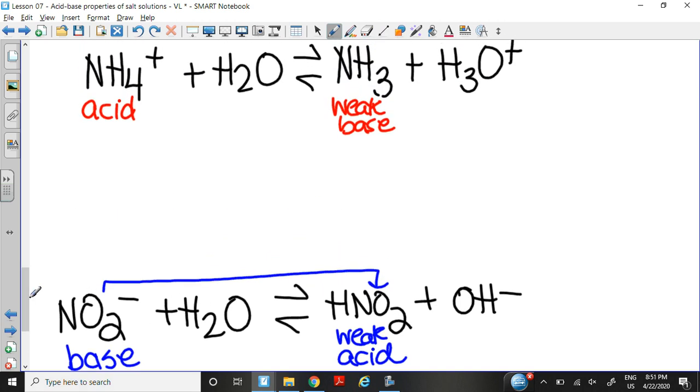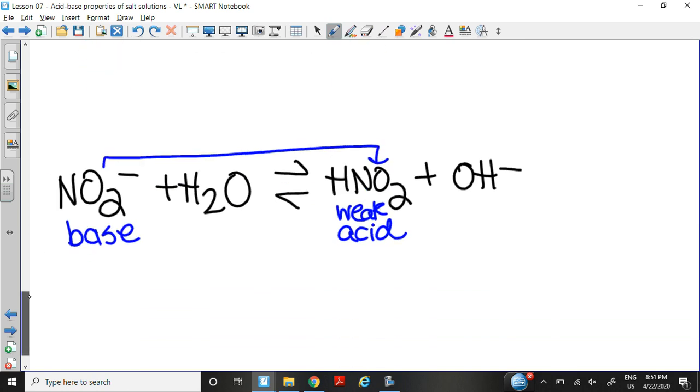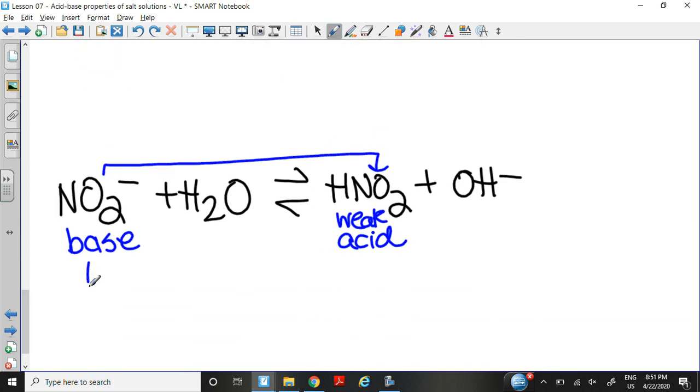So this is a different scenario. Here we've got two ions, both of them are interacting with water. So both of them will affect the pH. Which one is going to win? We can't just decide arbitrarily, we need some numbers. So guess what we're going to have to do? We need to look up a Ka value for ammonium. And then we need to look up a Kb value for nitrite. If you remember, there are Kb values on page 746 in your textbook.